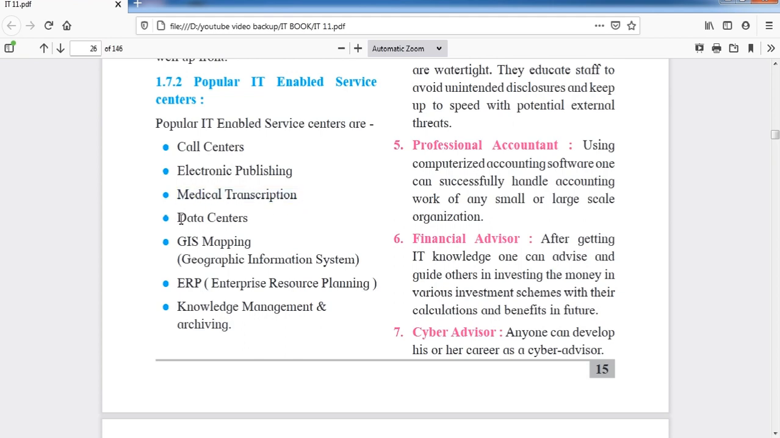Data centers collect a large amount of data that is useful for organizations, and organizations buy that data from the data centers in large amounts to enhance their activities. GIS mapping, that is geographical information system. We use a GPS system, right? It is similar to that. We use Google Maps to travel. When we are traveling in unknown places, we use Google Maps to track our way. So that is also an IT enabled service.